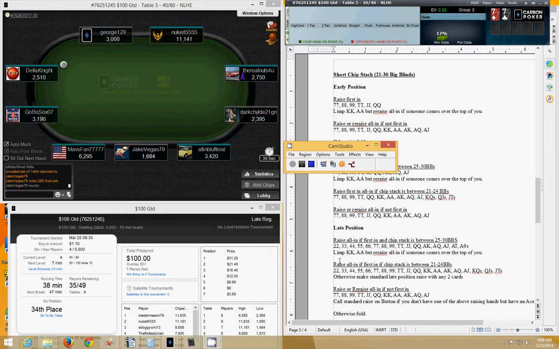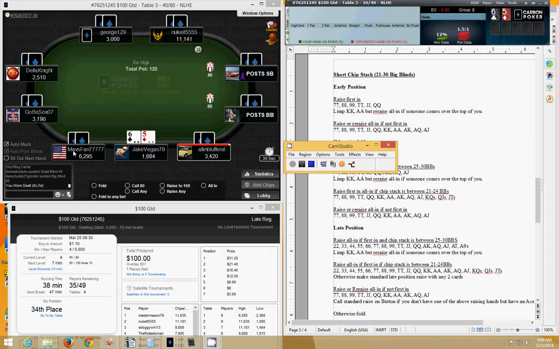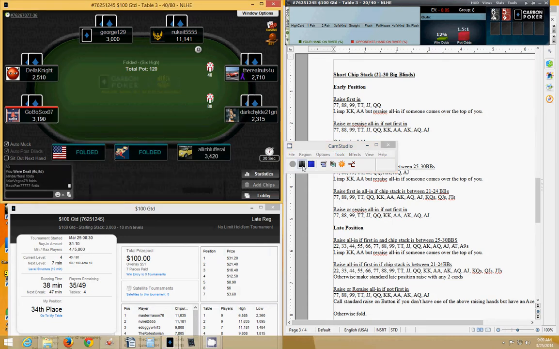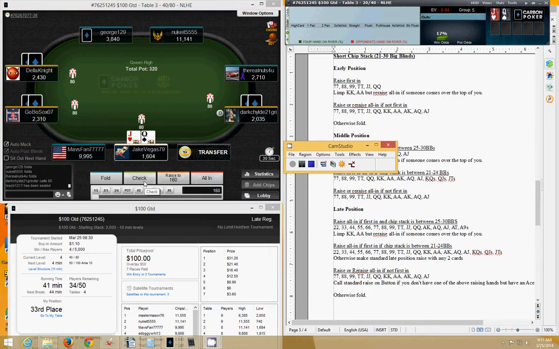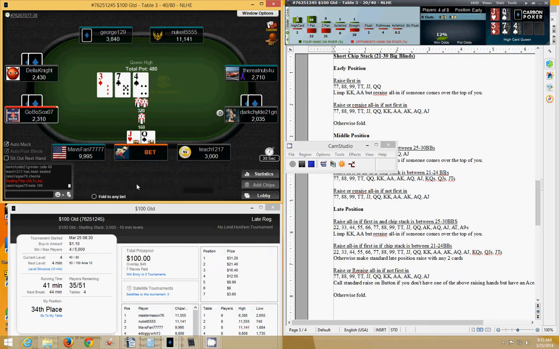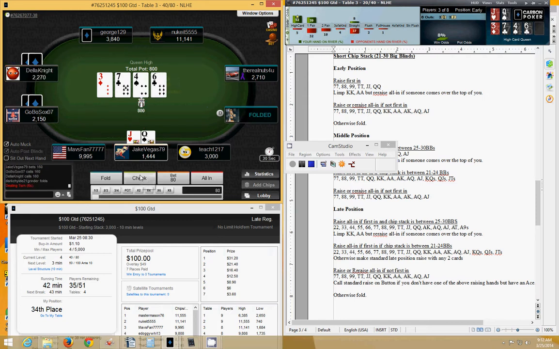And we take down a little pot there with that. It's better than losing a big one. So here we are with Jack Queen in the big blind. We're just going to check it here. I'm going to try to take a stab at the pot. It's not going to work. We'll see if anybody raises us and what materializes on the turn.